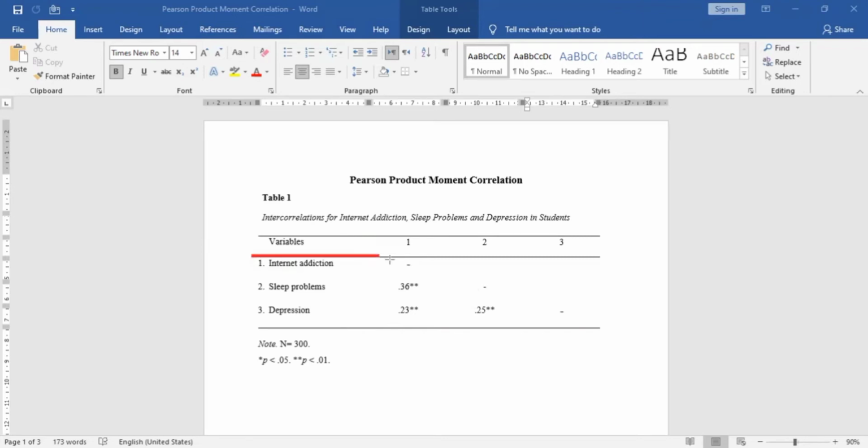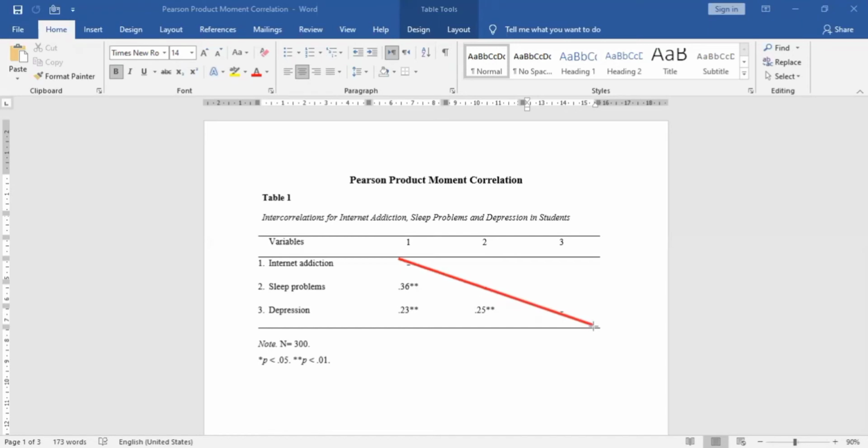Internet addiction's correlation with 1 is internet addiction itself, so obviously the correlation is 1, so we will write a dash here. Sleep problems is 2, so its relationship with internet addiction, 1, is 0.36, and with double asterisk it means it is significant, and with 2 it is 1, as it is, we will write a dash, and in 3 it is the correlation of depression with internet addiction and sleep problems.